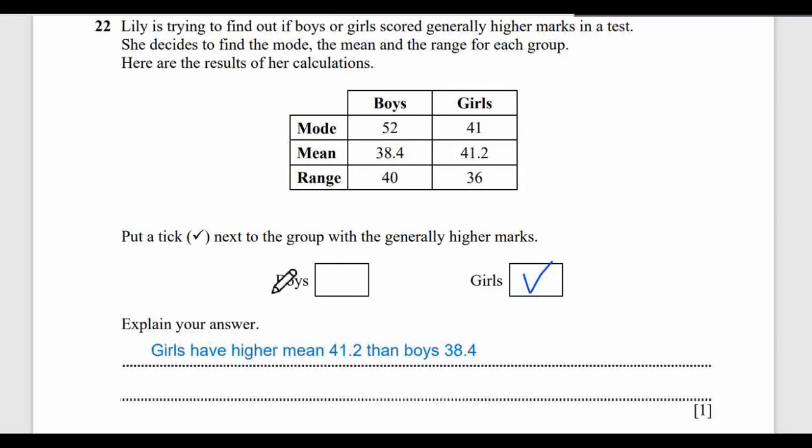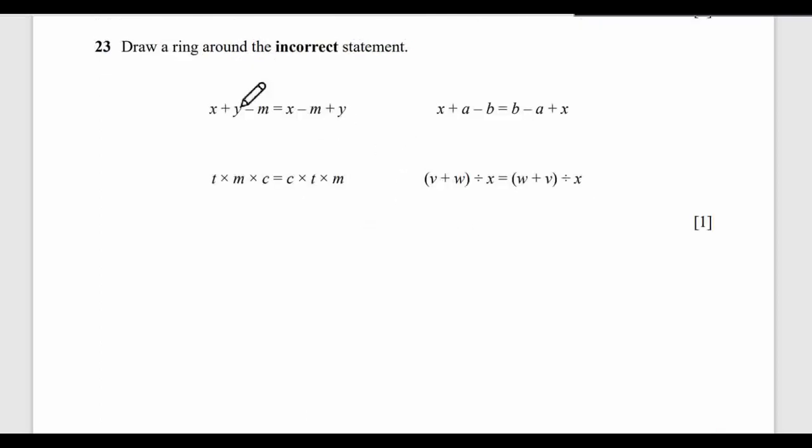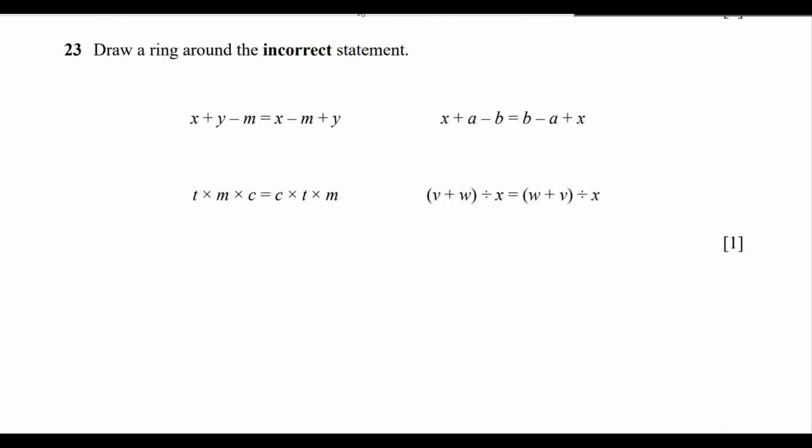Next, number 23. 23 says draw a ring around the incorrect statement. Is it this one, this one, this one, or this one? x plus y minus m, is it equal to x minus m plus y? Or the second one, x plus a minus b, is it equal to b minus a plus x?